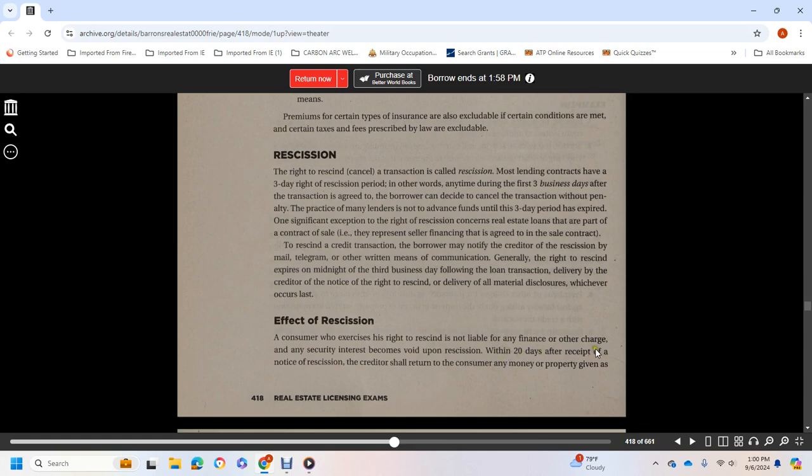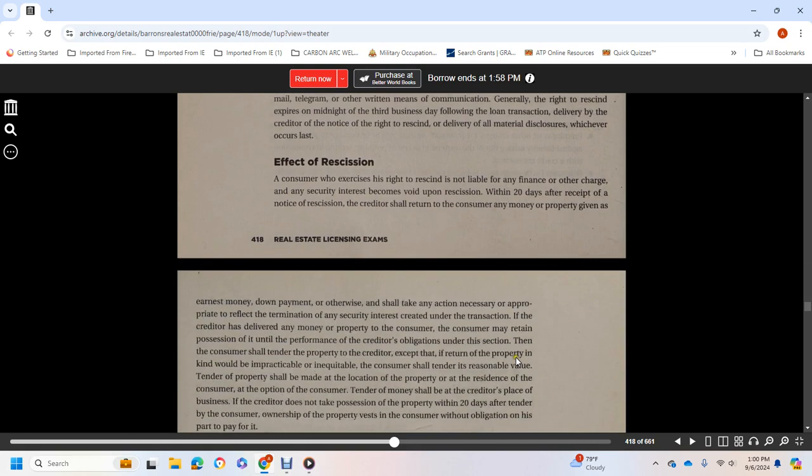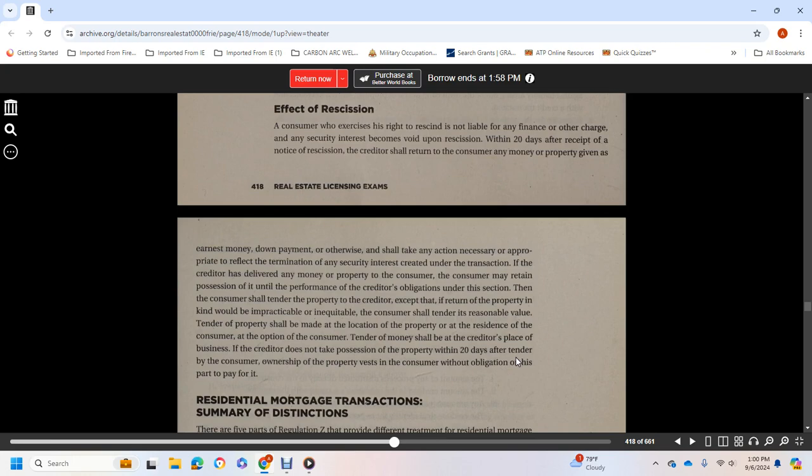Within 20 days after receipt of the notice of rescission, the creditor will return to the consumer any money or property given, including earnest money and down payment, and take the action necessary and appropriate to reflect the termination of any security interest created under the transaction. If the creditor has delivered money or property to the consumer, the consumer may retain possession until the creditor has performed its obligation under this section.